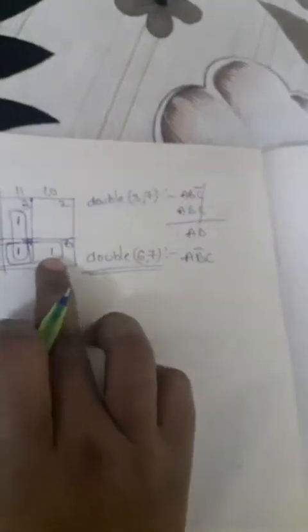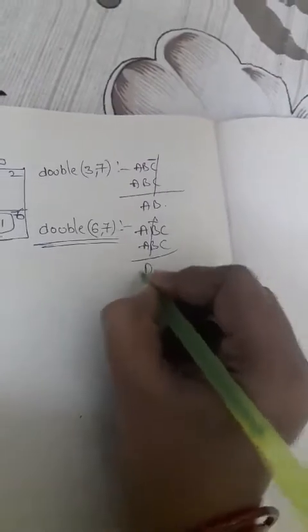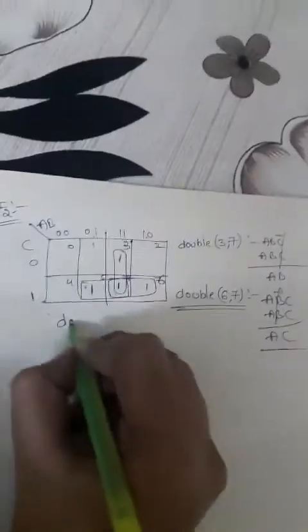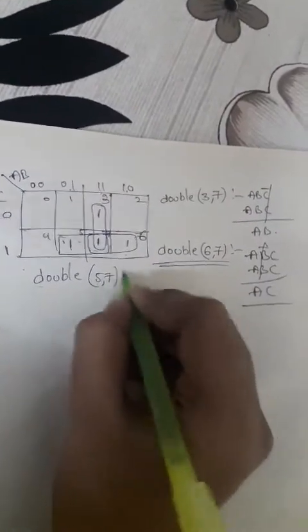So what is the sixth cell? That is 1 0 1, A B complement C, and the 7 will be all ones, so A B C. Here B complement will be cancelled, and we will get AC. So now we'll go for another double, that is cell numbers 5 and 7.